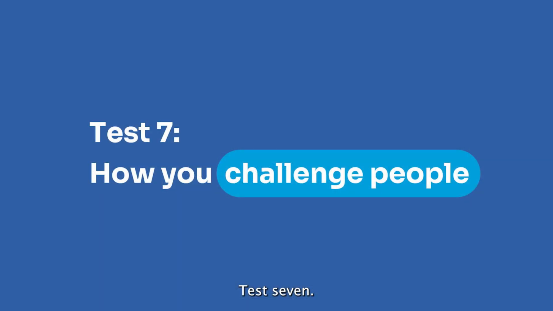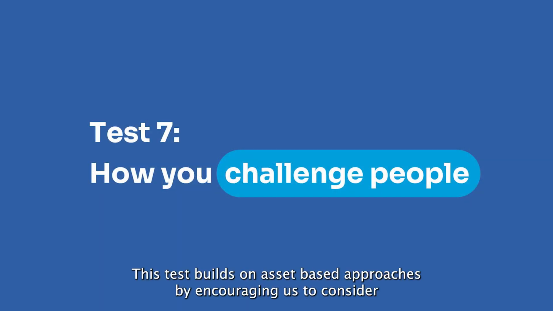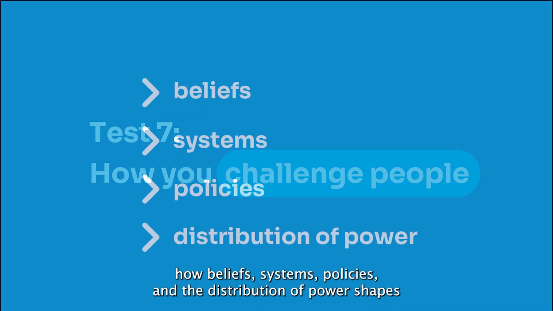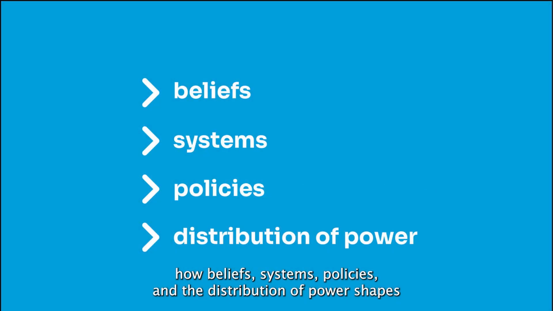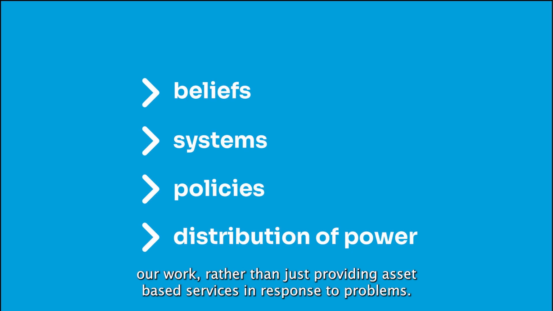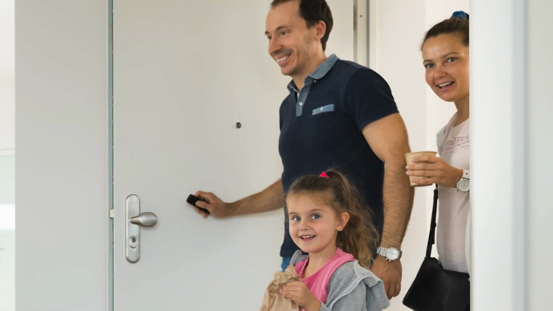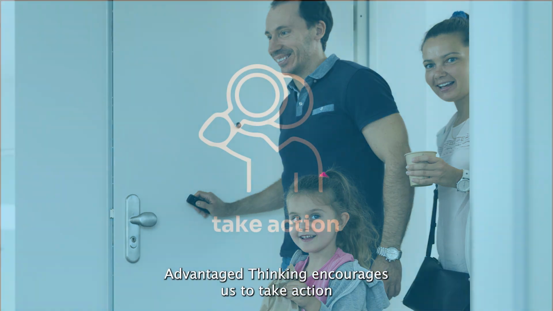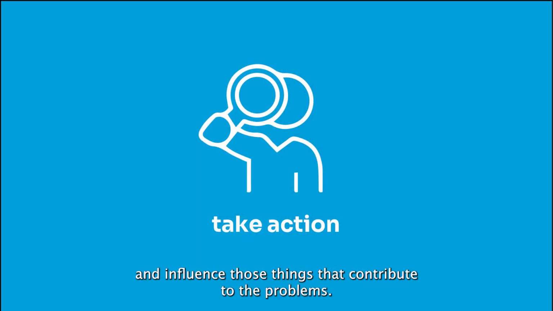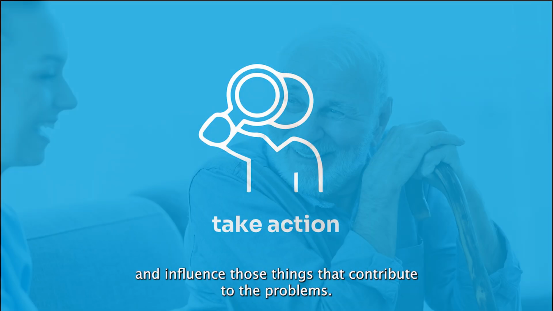Test 7. This test builds on asset-based approaches by encouraging us to consider how beliefs, systems, policies, and the distribution of power shape our work. Rather than just providing asset-based services in response to problems, advantage thinking encourages us to take action and influence those things that contribute to the problems.